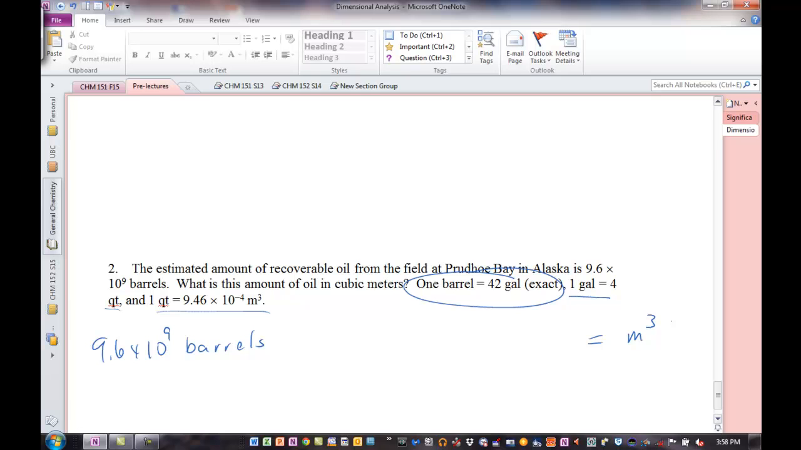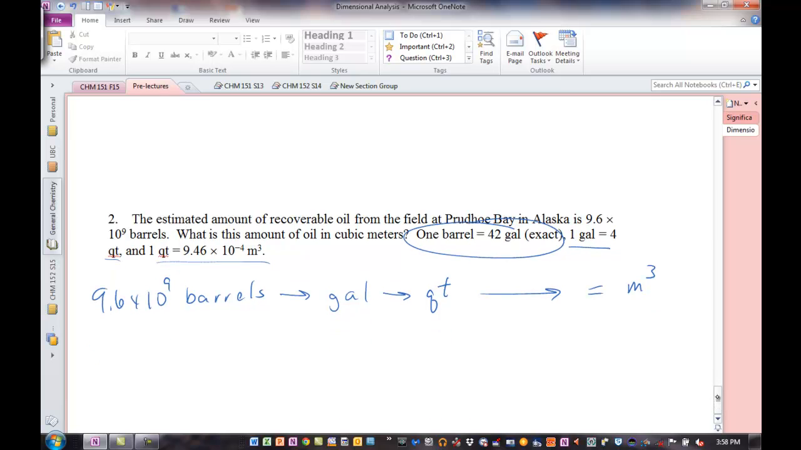So a lot of times you can look at those equalities that are given and help you figure out how to get there. All right, so I have this first equality that will allow me to get to gallons. And then I have a relationship between gallons and quarts. And then I have a relationship between quarts and meters cubed. So we're going to have to do 3 conversions to get to our answer. So let's just go ahead and get started with that. At this point, I'm not going to write out 2 conversion factors for each equality. We're just going to write 1, but we're going to look at what we need to cancel and where we need to go to set this up correctly.